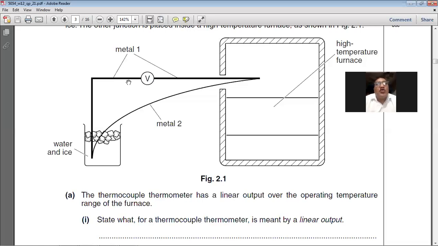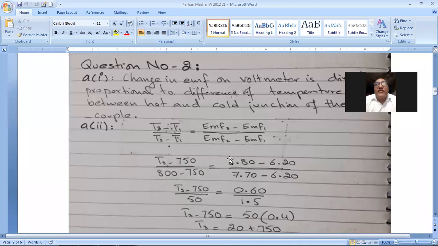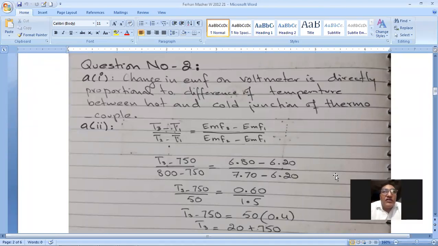So the question says that the output of this thermocouple is linear. Linear output means that for an equal change in temperature, the change in the EMF reading is the same. I have written this answer also, let me show you my written answer. The change in the EMF on the voltmeter is directly proportional to the difference of temperature between the hot and cold junction of the thermocouple. Directly proportional means that they are linearly related.